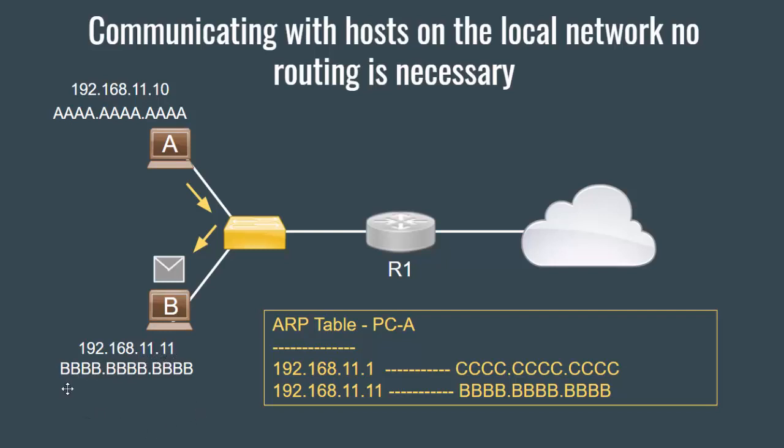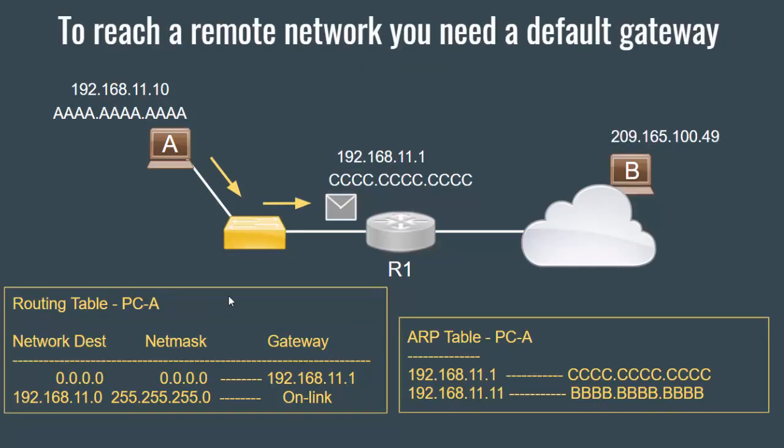and so it can send a packet on the network with destination IP address 192.168.11.11 and destination MAC address all B's, and the switch, knowing where host B is, will forward it to the host, and the host will see that all B's, this is destined for me, and it'll accept the frame or the packet on the network. So that's communicating on the local network and using MAC addresses to deliver the packets to the actual network interface.